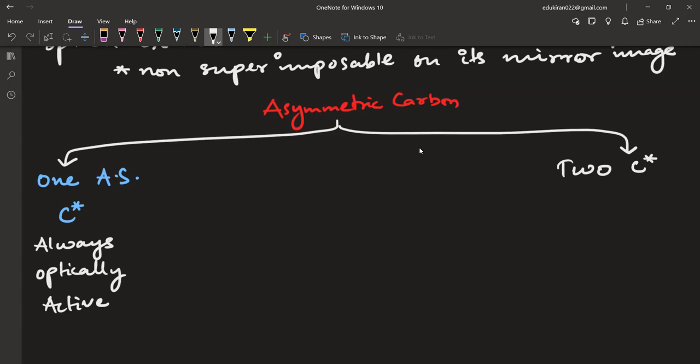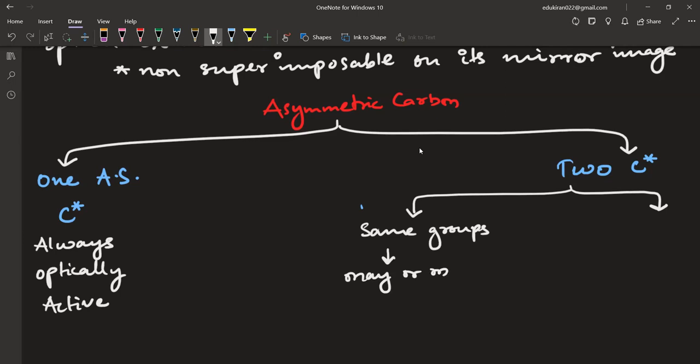two C stars, ठीक है, यानी कि दो एसिमेट्रिक कार्बन है अगर हमारे पास, having two asymmetric carbon, then दो कंडीशन. If both the asymmetric carbons have same groups, ठीक है, बिल्कुल same groups, then it may be or may not be. इसमें कुछ हमको बता नहीं सकते, okay? It may or may not be optically active.